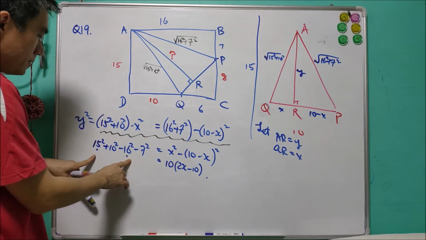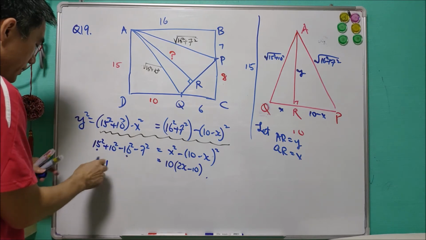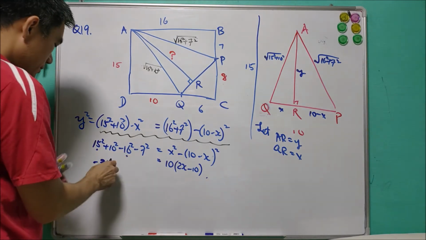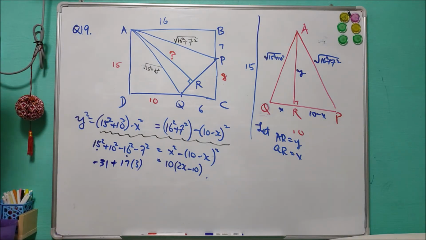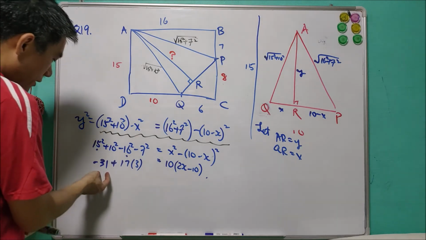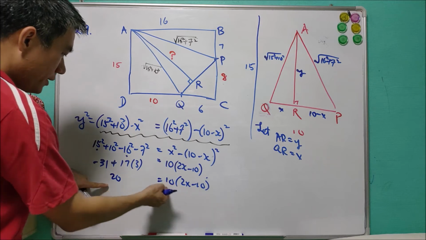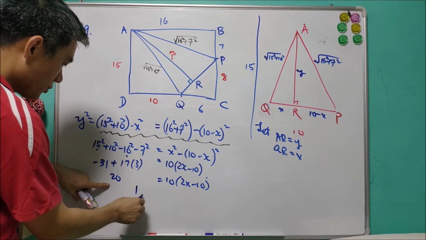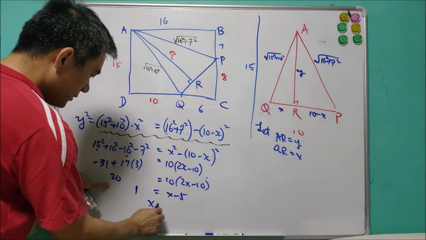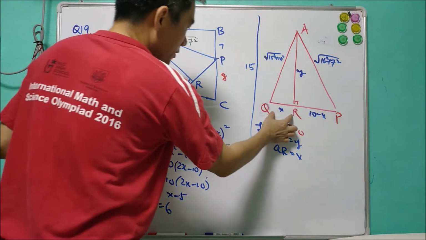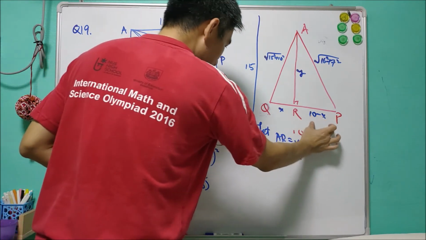15 squared minus 16 squared: A plus B is 31, A minus B is negative 1. And for this, A plus B is 17, A minus B is 3. So this is negative 31, this is 51, 20 here. Divide each side by 20, that's 1. That is cancelled off, so this is X minus 5, X equals 6. This is not drawn to scale, X should be equal to 6, and this is 4. This is 6, this is 4.